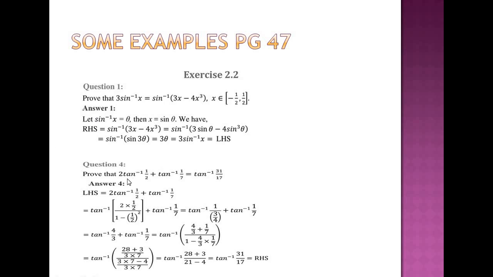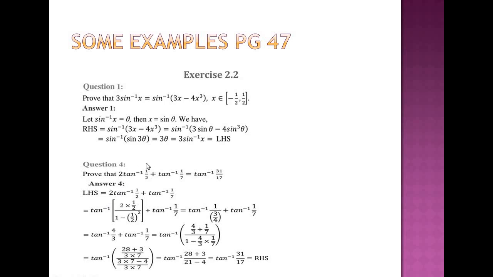I am discussing question 4. Prove that 2 tan inverse of half plus tan inverse of 1 by 7 is tan inverse of 31 by 17. Here everything is in terms of tan. So in such types of problems, depending upon what is to be proved, you can use the triangle method also. But here there is no need, because everything we need to prove is in terms of tan. Look at the final output, in what inverse trigonometric function you want it. So accordingly, depending upon the situation, we will be solving it.